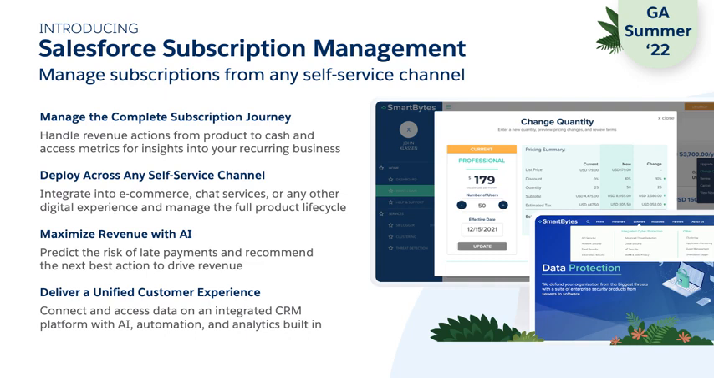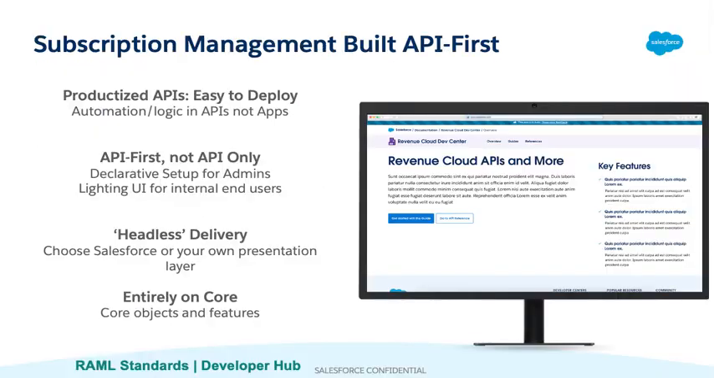Using Einstein AI, you can identify the invoices with the risk of late payments. Einstein AI reviews all the invoices, the customer profile, previous interactions, and comes up with a score for each invoice. Since this is all available on the platform, you would be able to deliver a unified customer experience with all the automation and the analytics built in.